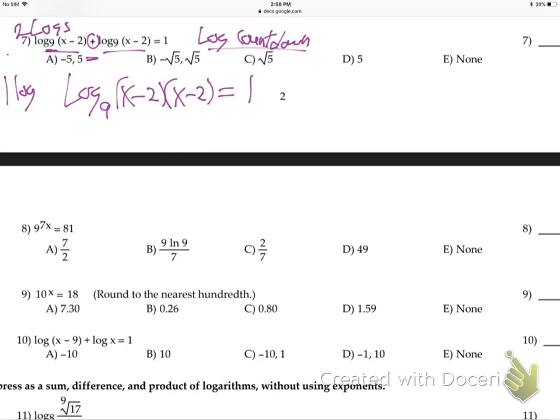The 9 stays put. The other... Oh, wait. Well, I'm sorry. I'm doing the wrong thing. The 2 logs become 1 log. Like that. Adding becomes multiplying. So 2 logs, 1 log.